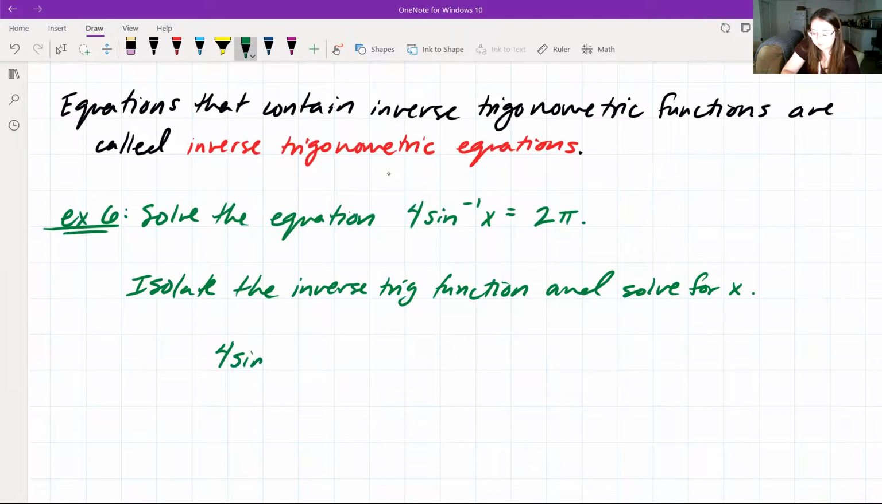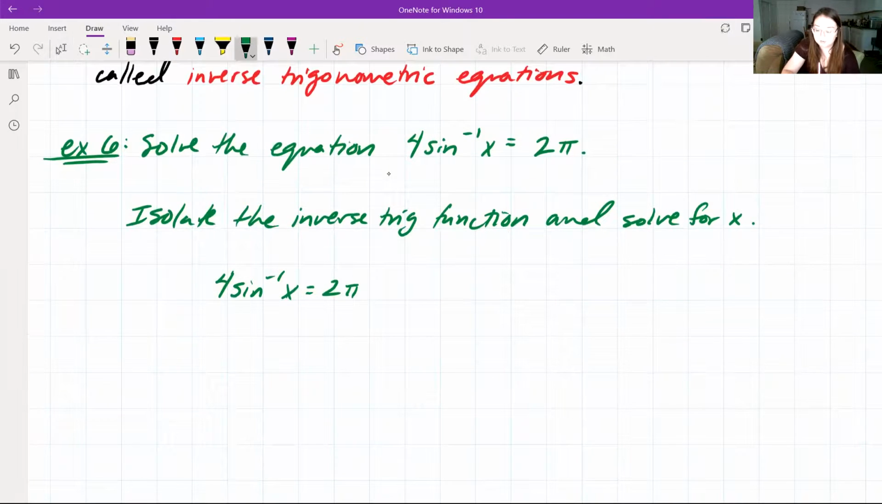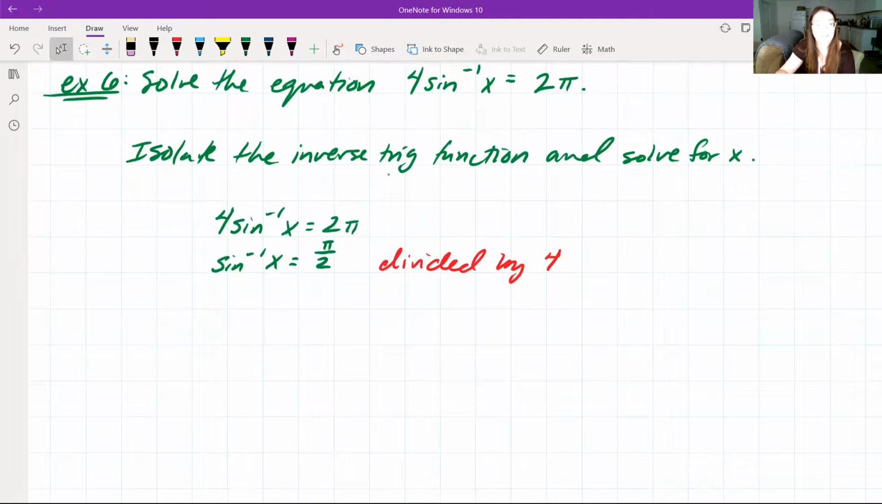So we originally have 4 sine inverse of x is equal to 2 pi. We can divide each side by 4, and that gives us sine inverse of x is equal to 2 pi over 4, which is pi over 2. So here we divided by 4. Now we have sine inverse of x is equal to pi over 2. We want to solve for x, which means we have to get rid of our sine inverse, so we now have to take sine of both sides. So now we have sine of sine inverse of x is equal to sine of pi over 2.